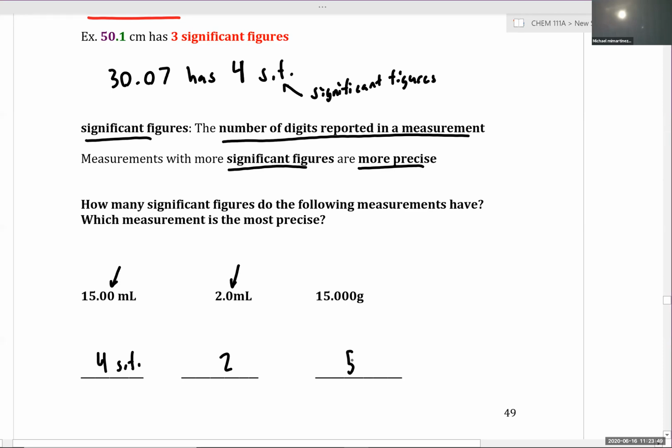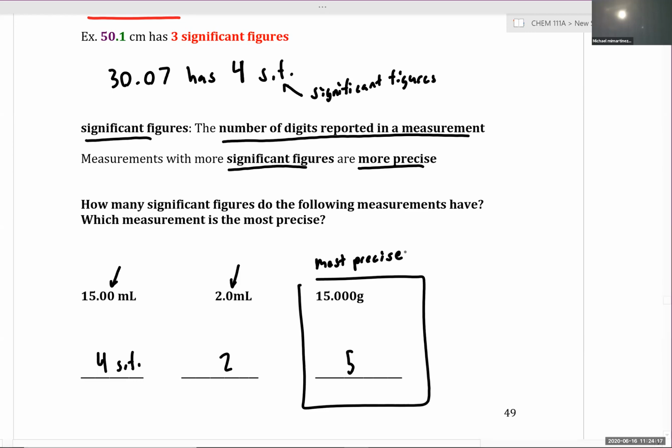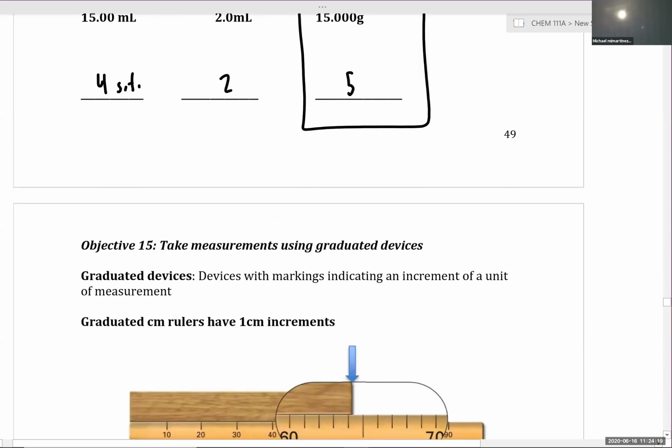So in general, numbers with the greatest number of significant figures are more precise. Which measurement is the most precise measurement? The first, the second, or the third? The third, right? It has the most sig figs. So we'll label this as the most precise, generally speaking. Okay, let's keep moving on then.